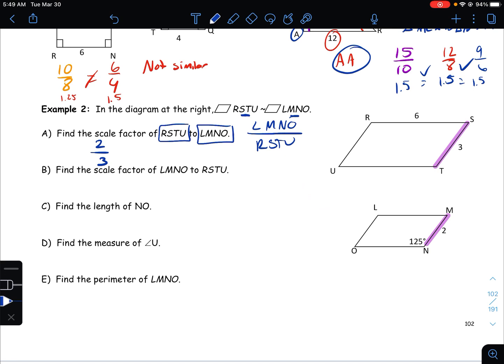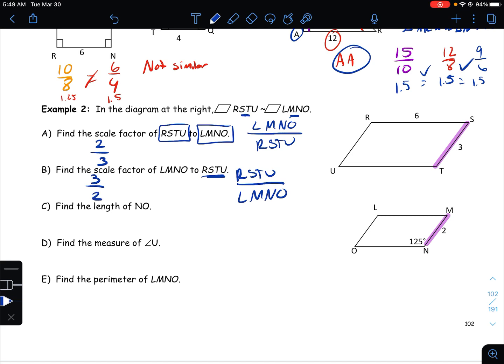Let's see. So now they want us to find the scale factor from LMNO to RSTU. So that's going to be RSTU over LMNO. The part that comes after the "to" goes on top. So we're going to do RSTU. So we could do the 3 over 2.